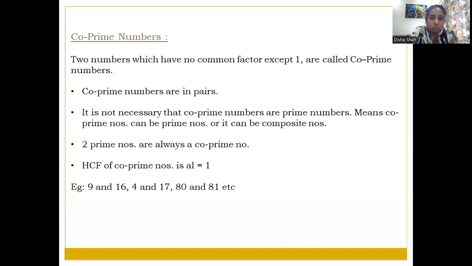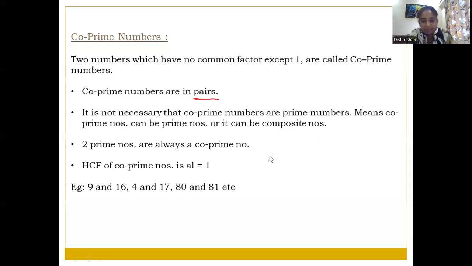Next are co-prime numbers. Now let's see what are co-prime numbers. Two numbers which have no common factor except 1 are called co-prime numbers. तो दो नंबर्स के पास फैक्टर्स तो हो सकते हैं बट कुछ भी कॉमन नहीं है, then we can say that these numbers are co-prime numbers. Co-prime numbers are always in pairs.